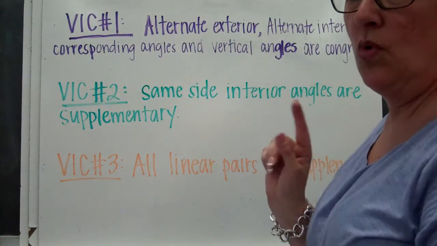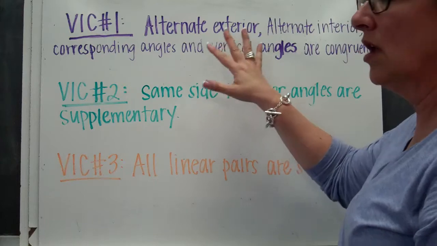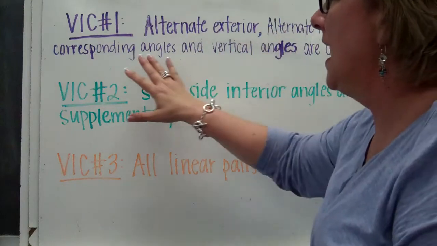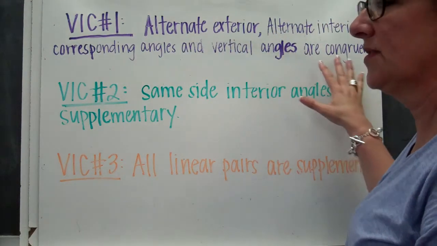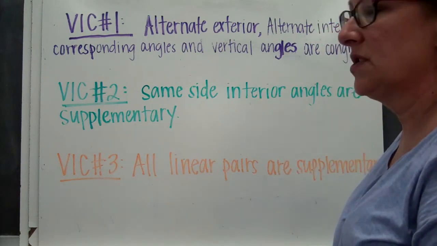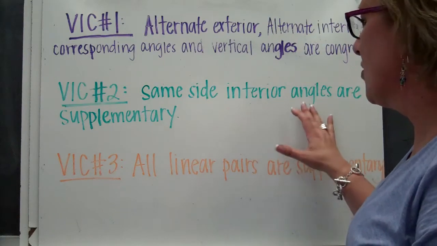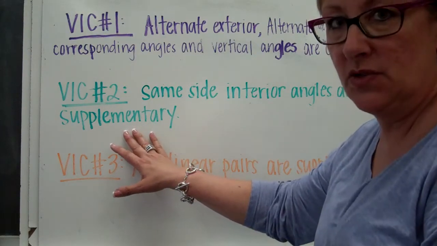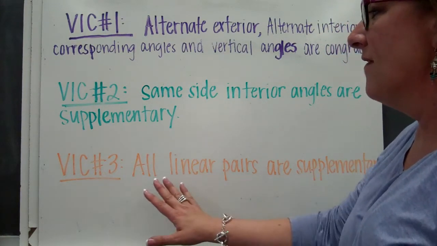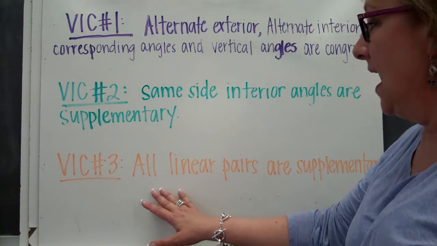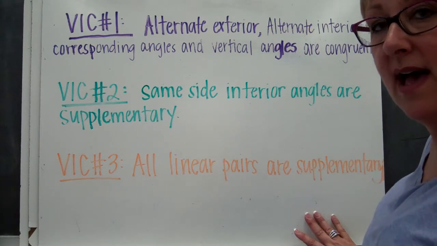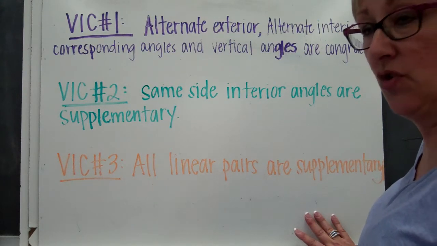Very important concept number 1, and you need to make sure that you get this. All alternate exterior, alternate interior, corresponding angles and vertical angles are congruent, or they're equal to each other. Very important concept number 2. Same side interior angles are going to be supplementary, meaning that the two added together will equal 180 degrees. Very important concept number 3. All linear pairs are supplementary, or they're going to be what? Side by side and equal to 180 degrees.